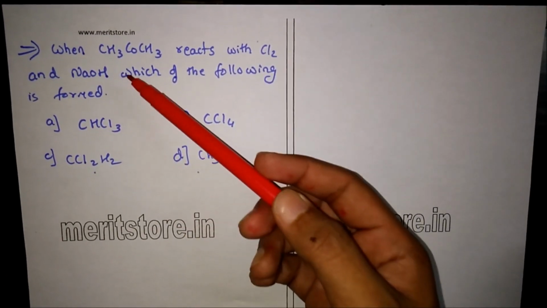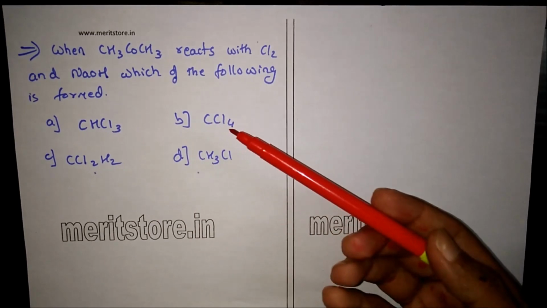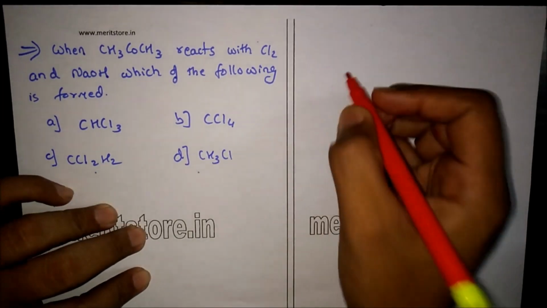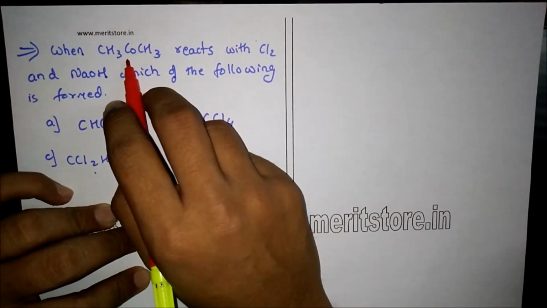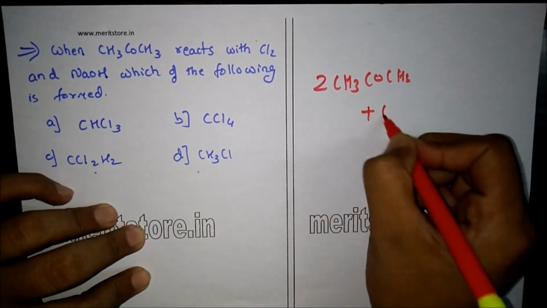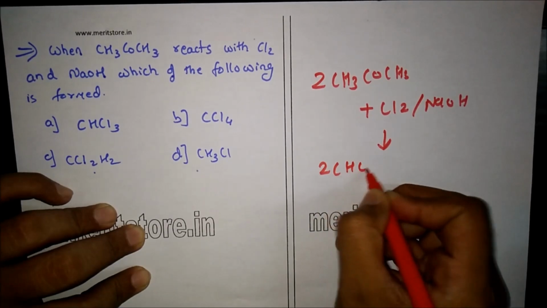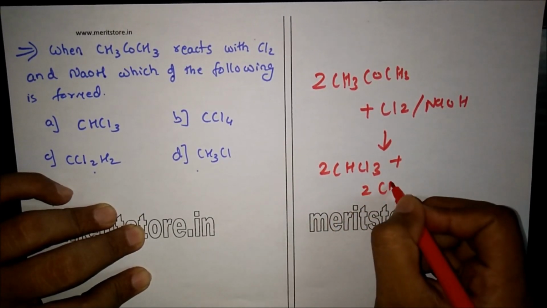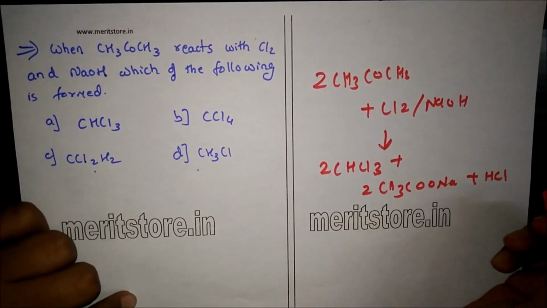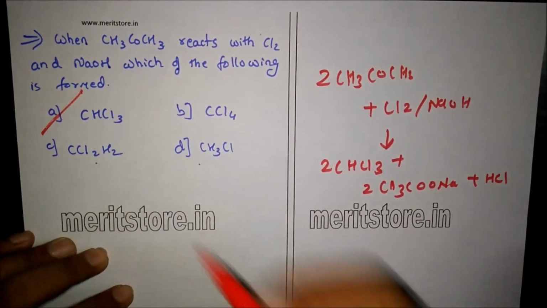When CH3COCH3 reacts with Cl2 and NaOH, which of the following is formed? A. CHCl3, B. CCl4, C. CCl2H2, and D. CH3Cl. Now, let's look at the reaction happening between CH3COCH3 and Cl2. CH3COCH3 plus Cl2 and NaOH gives the product 2CHCl3 plus 2CH3COONa plus HCl. Therefore, here the product formed will be CHCl3. Therefore, the correct answer here is option A.